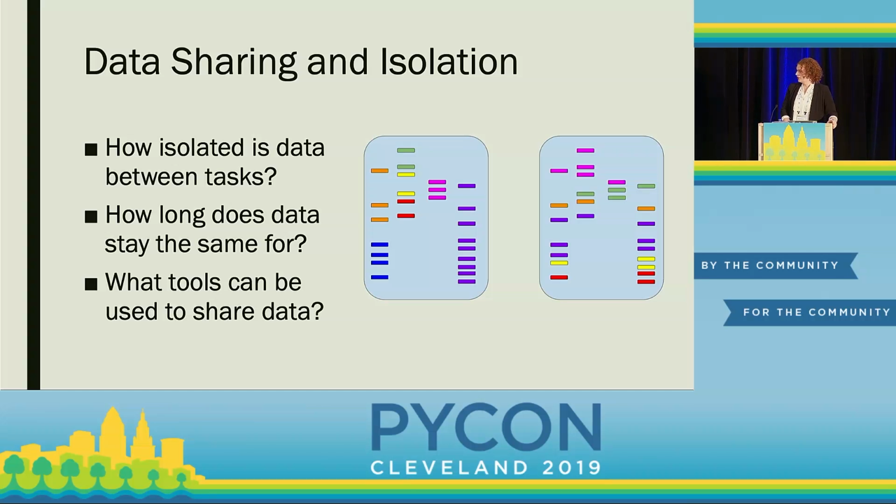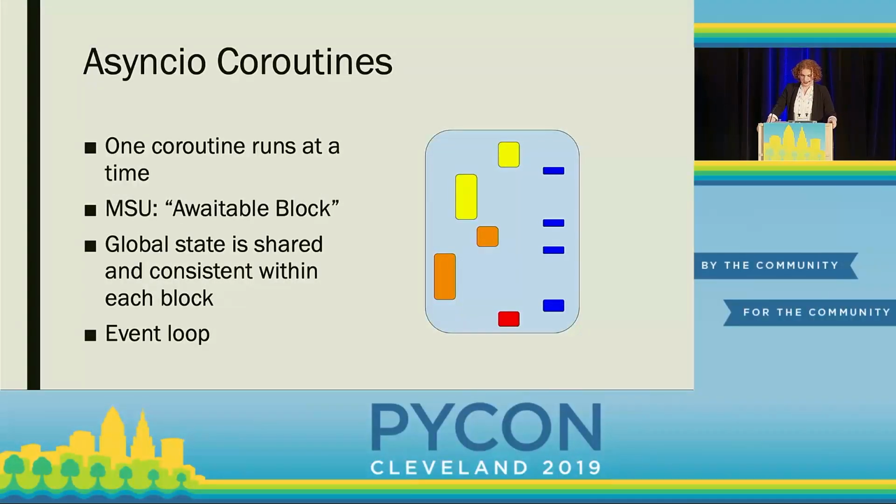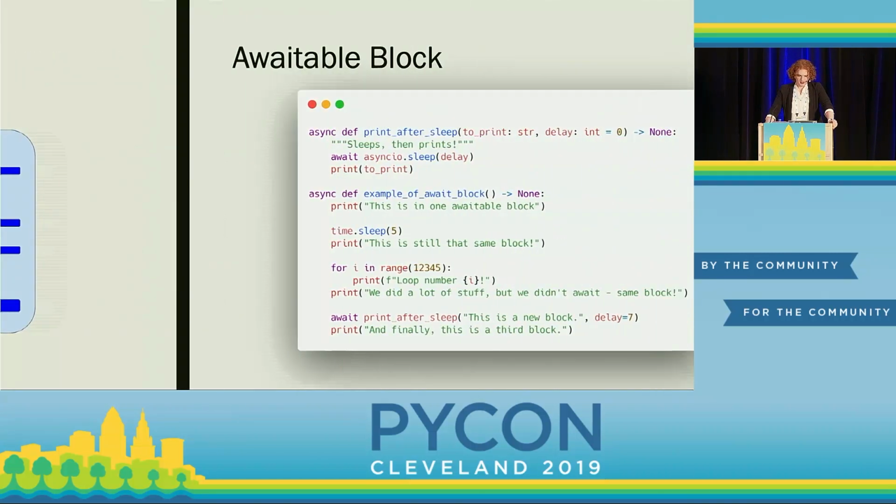So jumping into our 5 models, we're going to start with Async I/O coroutines. Only one coroutine runs at a time. So right off the bat, we know that in Async I/O, the concurrency model is not a parallel model. Instead, each coroutine will yield out to the event loop on a regular basis. The minimum schedulable unit is the awaitable block, and global state is consistent within each awaitable block.